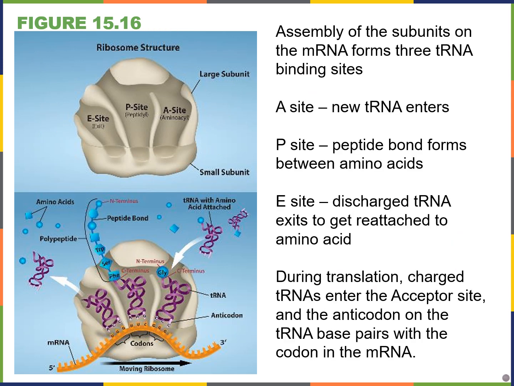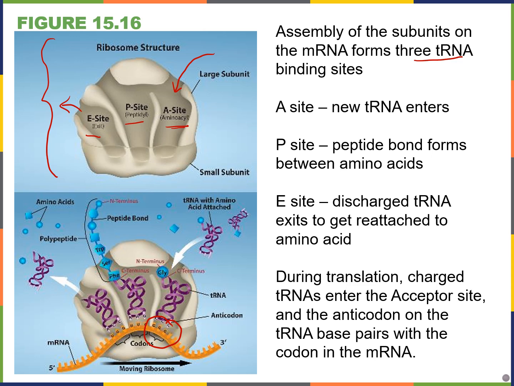Continuing with the ribosome structure, if I have the entire ribosome, small and large subunit together, I can see that there are 3 transfer RNA binding sites. And from left to right, they are E, P, and A. E is the exit site where transfer RNAs will leave. P is the peptide or peptidyl site where we're going to form peptide bonds between the amino acids. And A is the aminoacyl site where new transfer RNAs are going to enter, bringing in the amino acids that correspond to the codon found on the messenger RNA.